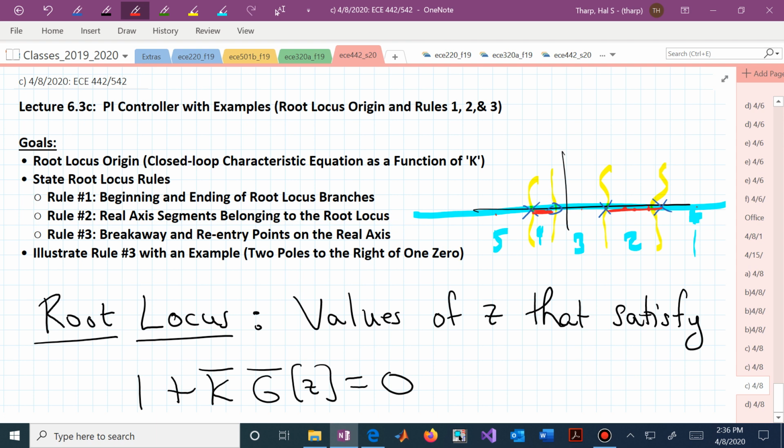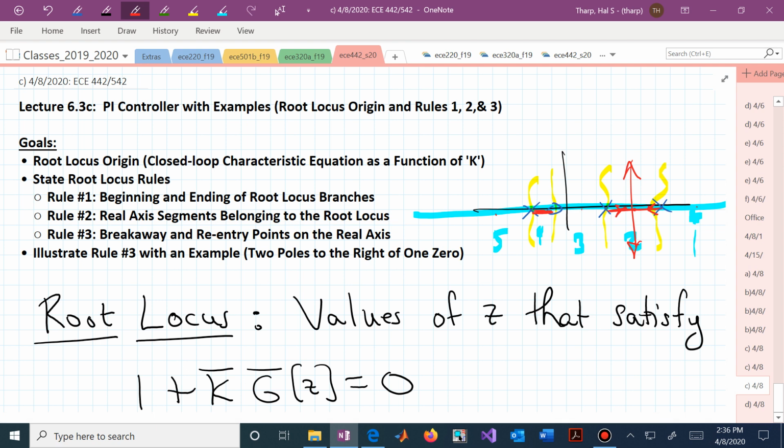That's rule number 3. And when do we have breakaway and reentry? Well, when we have multiple branches on the same segment of our real axis. Here we have a branch, and here we have a branch. We have 2 branches of our root locus on the same line segment. Those 2 cannot terminate. They actually have to break away from the real axis. We want to know where do they, and those 2 lines should have been exactly at the same point on the real line. Where do they break away?